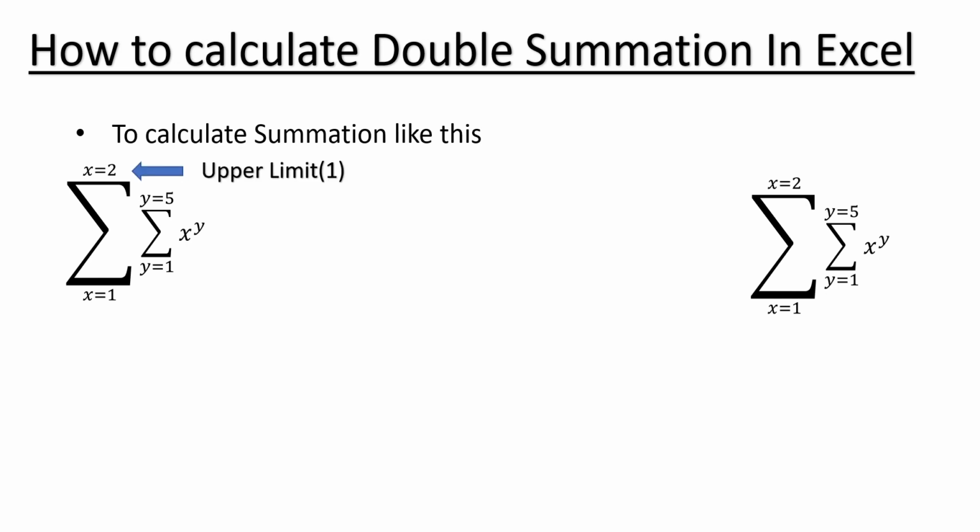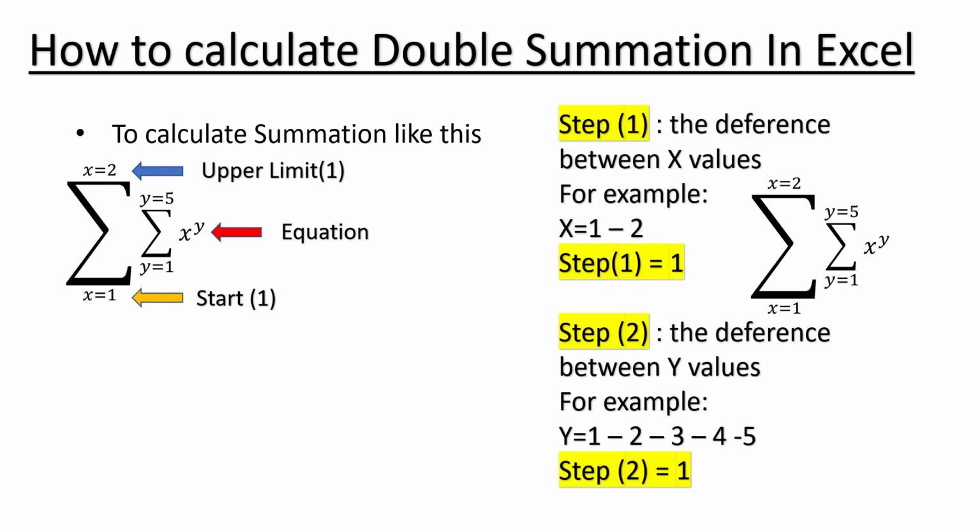Let us now go through some definitions regarding double summation. For the first summation on the left, let's agree to call it upper limit 1. And for x power y, this is the equation for the double summation. And for x equal 1, this is start 1. The 1 is referring to the first summation on the left.